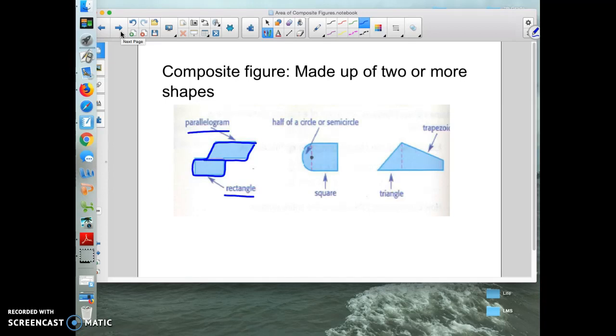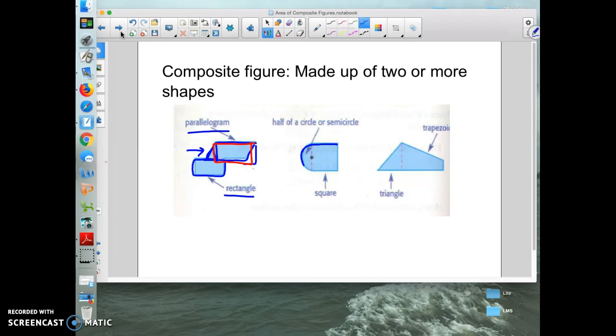Okay, a parallelogram is like a rectangle. I say it's a rectangle that's been hit by a truck. It has just been knocked over a little bit. But if I took a parallelogram and cut it and moved this little piece right here, it would make a rectangle. So we treat a parallelogram just like we treat a rectangle.